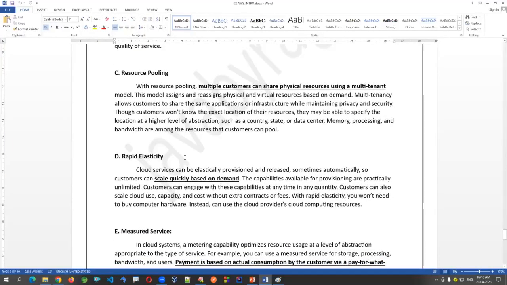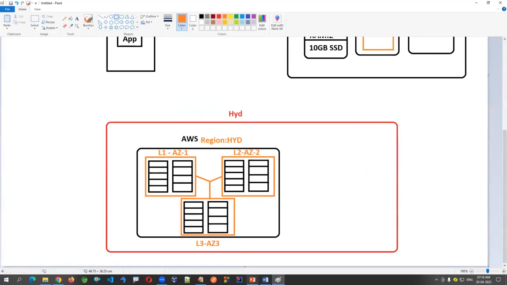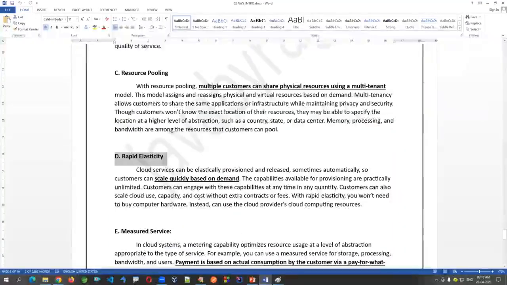Rapid elasticity. We can scale up and scale down based on the demand. Scale up and scale down, that is the basic nature of elasticity. We'll come to the scaling concept later. I'll just give a small example as of now. If you go to a ticket counter to book a movie ticket, nowadays everything is booked online, but assume you are physically going to the theater and booking a ticket.